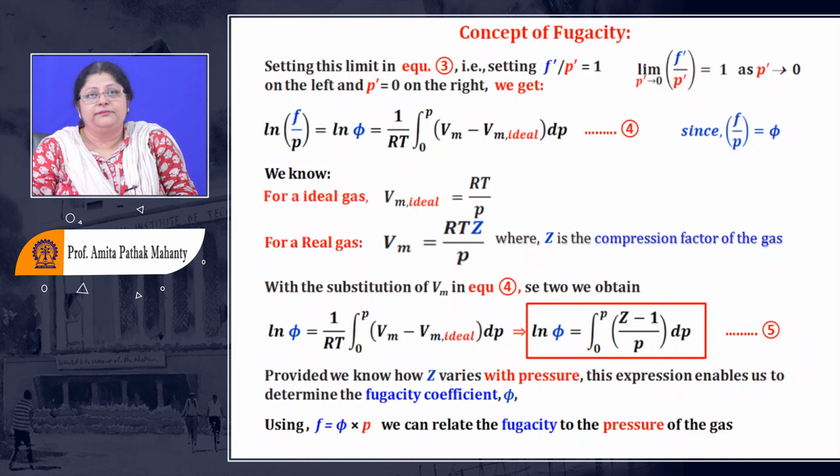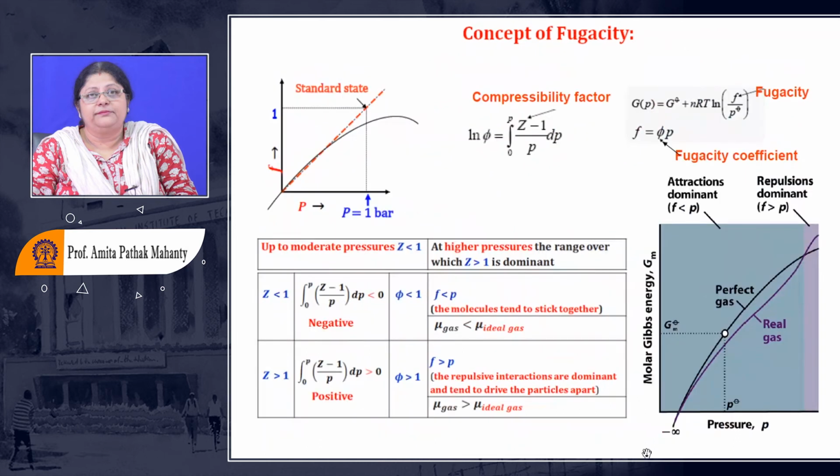Now, what does this indicate? If you look at the graph of molar G with pressure, this is the typical graph we see. Few things you need to notice. This is for the perfect gas, and the purple line is for the real gas. For the perfect gas, when the pressure is the standard pressure of 1 bar, the corresponding value is known as the standard molar Gibbs free energy. The deviation starts as soon as we have a real gas.